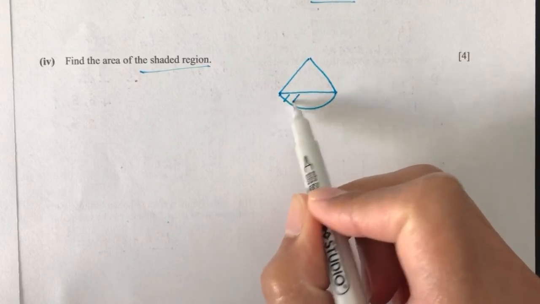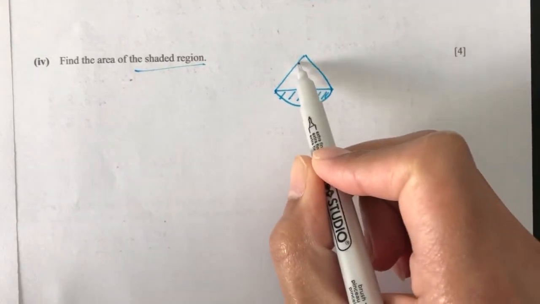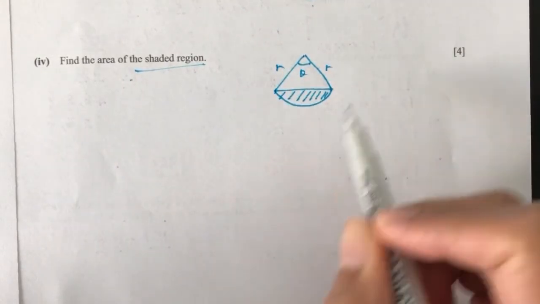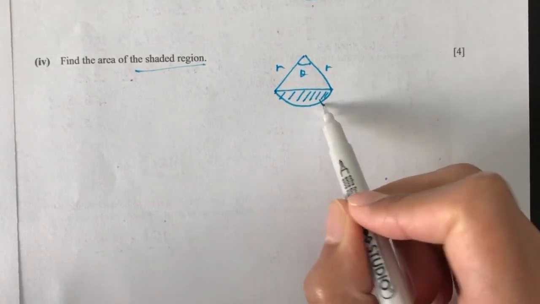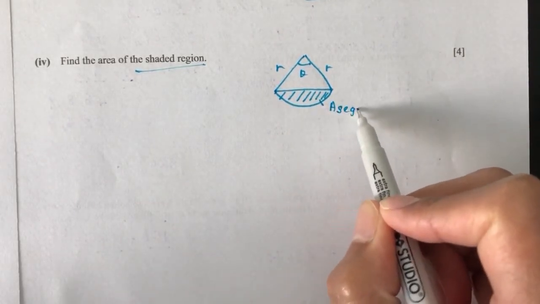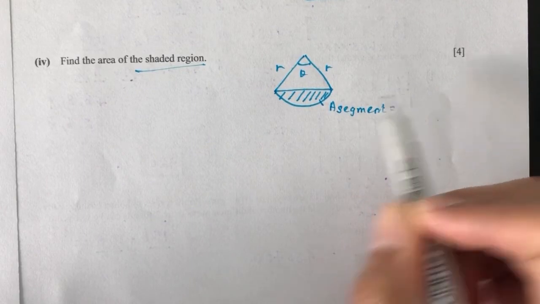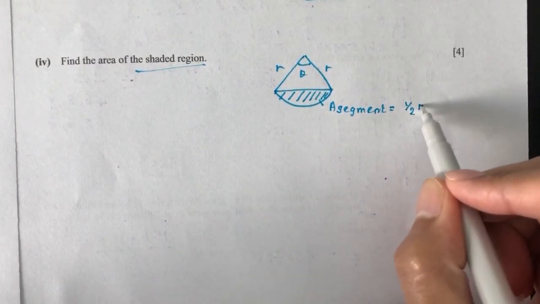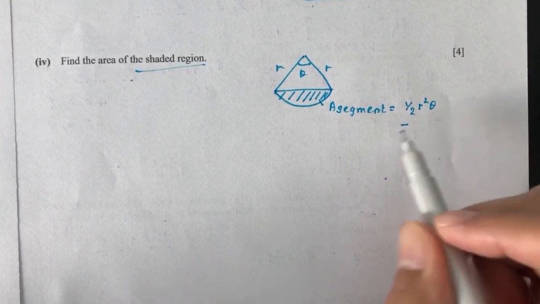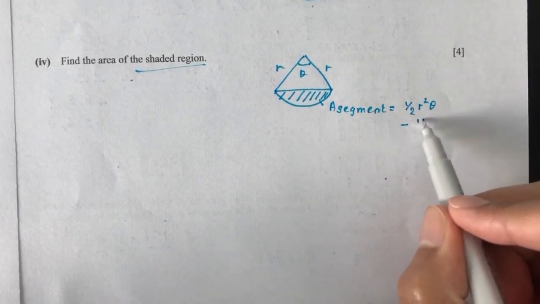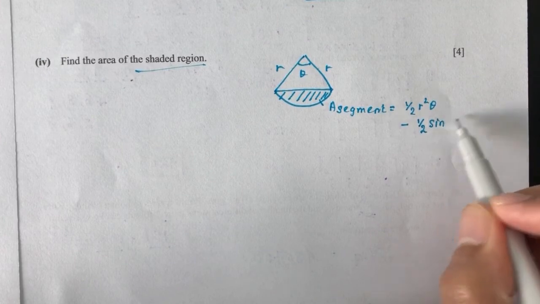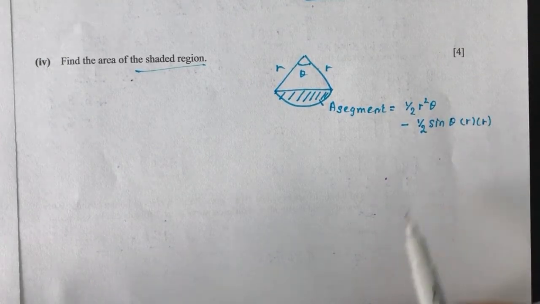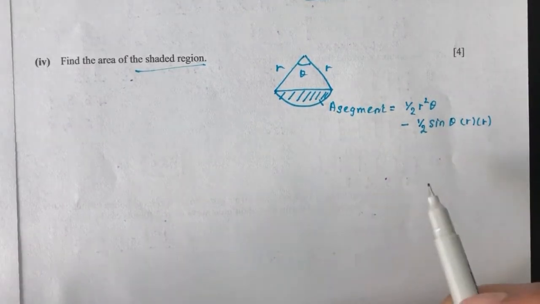How do you find the area of a segment? Let's call this theta, R and R. So the area of the segment is equal to the area of the sector, which is half R squared theta, minus the area of the triangle, which is half sine theta times R times R. So this is how you find the area of a segment.